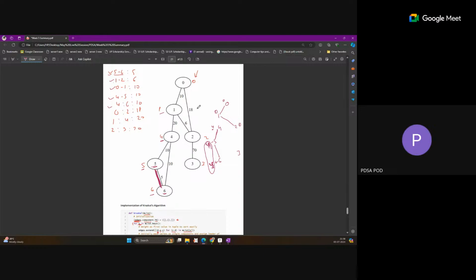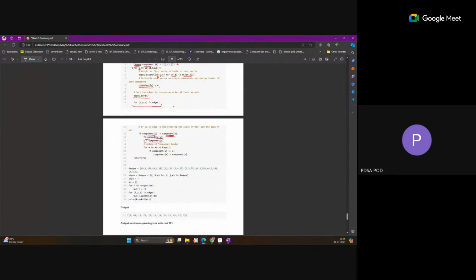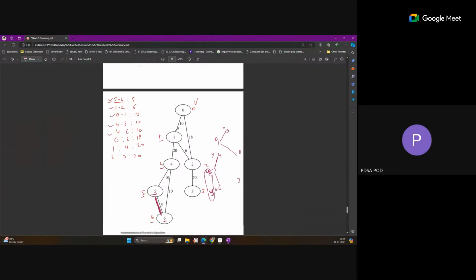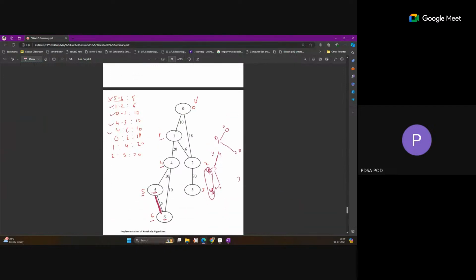So because of that, we mentioned this condition at the top. You can see here: if component of u does not equal component of v, then we will connect the edge, otherwise we will ignore. There is no else condition for this. So if the component value for both is the same, we will ignore the process. So this 4 to 6 will be ignored, because the components for both 4 and 6 are coming from the same component, which is already connected. So this will be ignored.